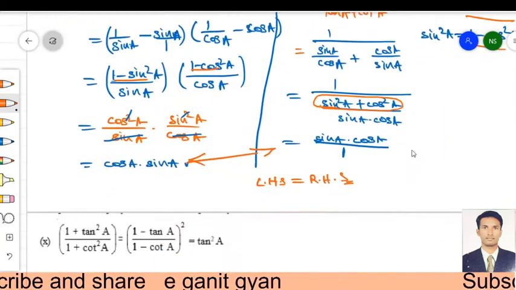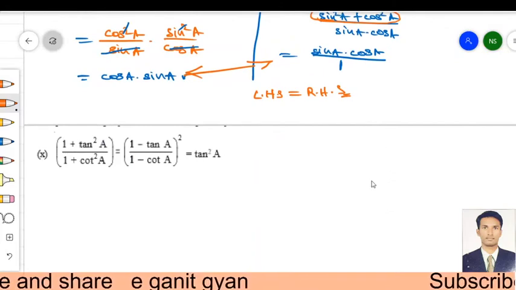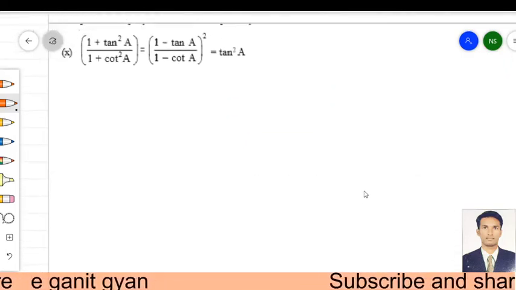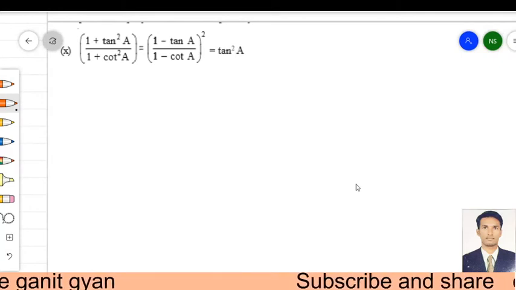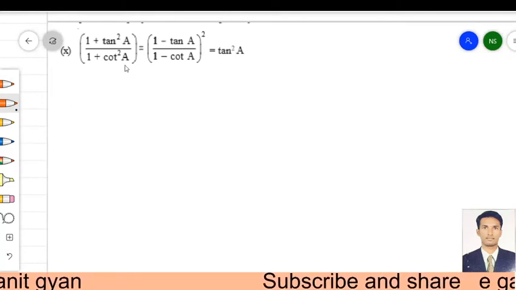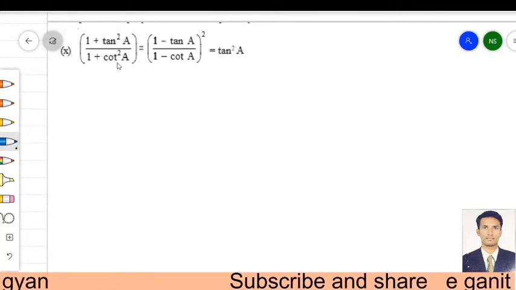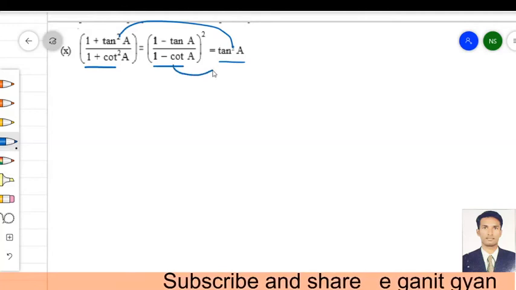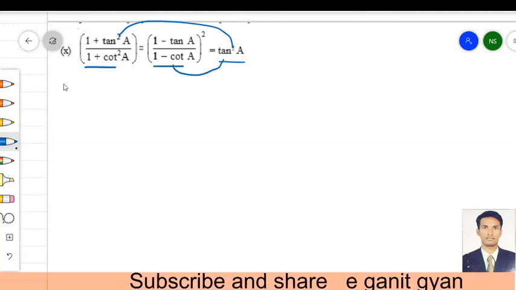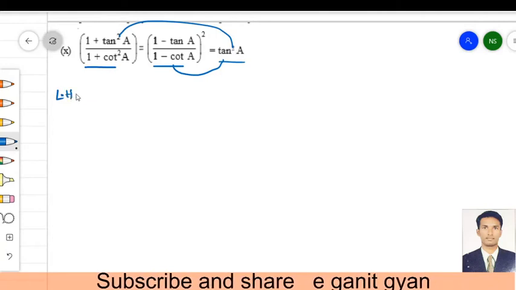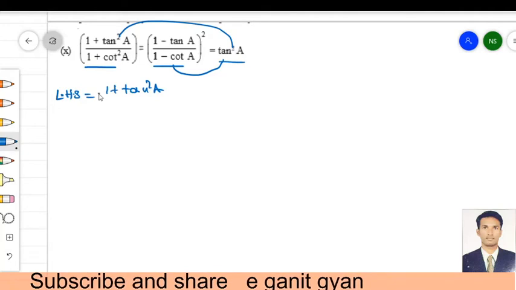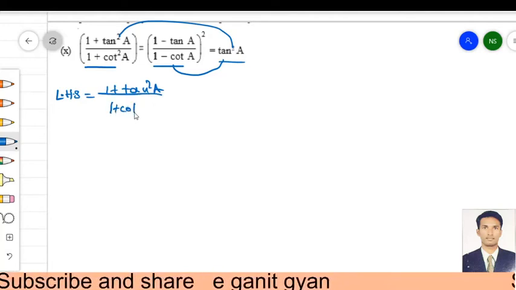And let us move to next question. Yes, we have one more question here, question number 10. Very easy question, very important also. Okay, let us take here left hand side. We have three parts here, part 1, part 2, part 3, and we'll prove these two, then finally we can write the entire statement. Let us take left hand side of part 1, 1 plus tan square A divided by 1 plus cot square A.